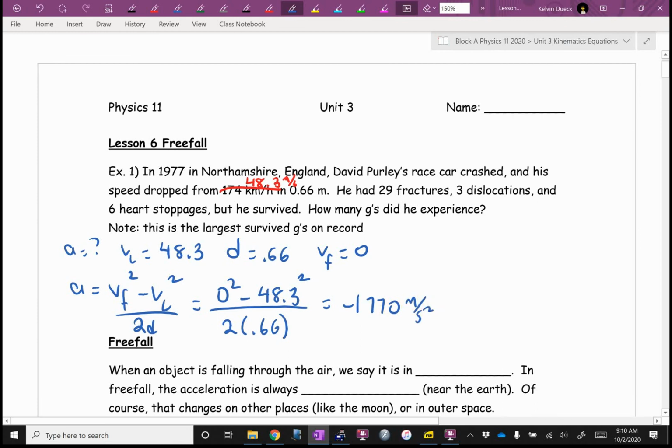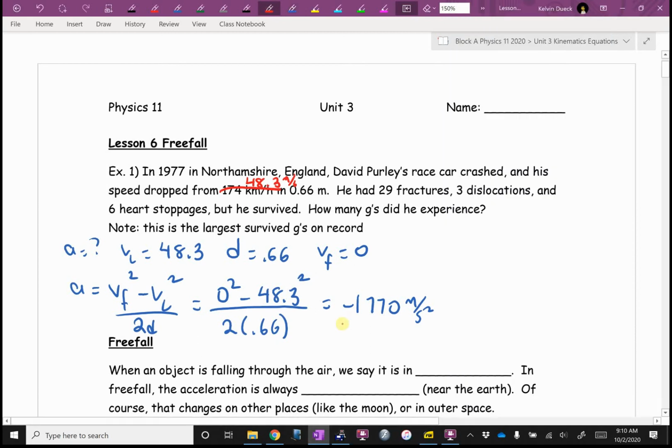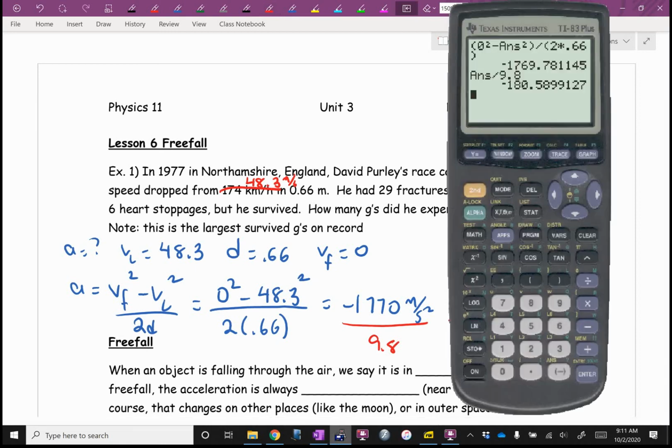How do I change that to G's? How big is 1G? Yeah, and it's on your sheet as 9.8. Negative if we want to have a directional, but I'm not going to worry about that. The magnitude of this, divide by 9.8. If you want to, you can add in your notes now. You only divide by 9.8 if I ask you to give me the acceleration in G's. If I just say find the acceleration, you'd be done. I'm going to round up because he's earned it, negative 181 G's.